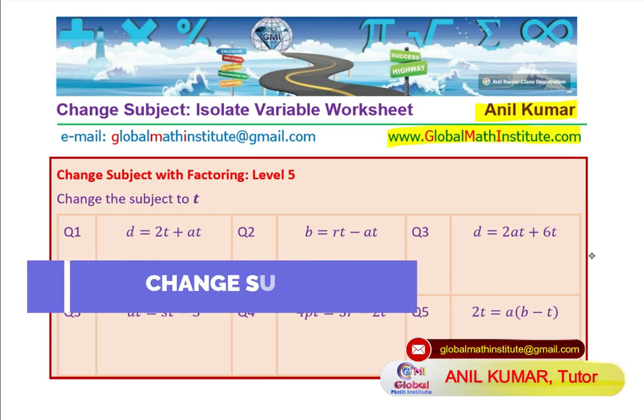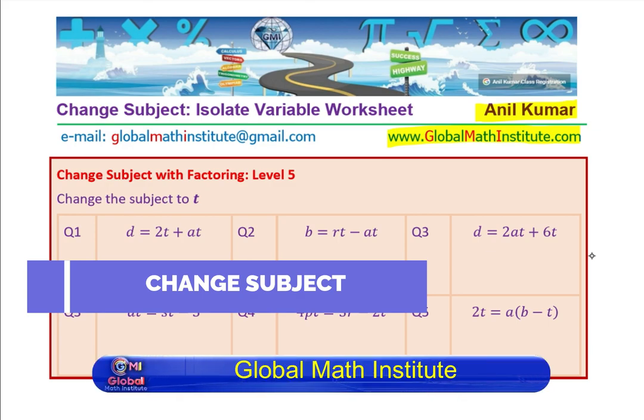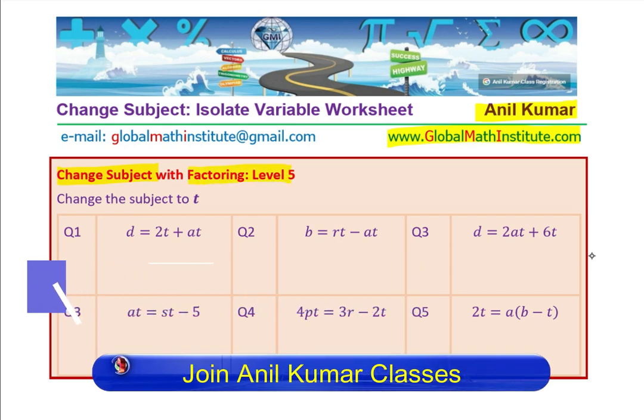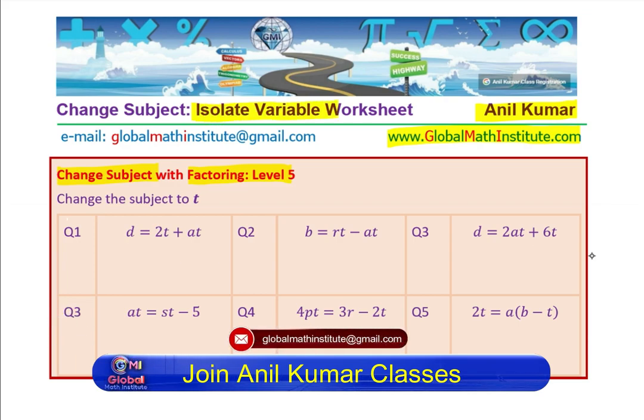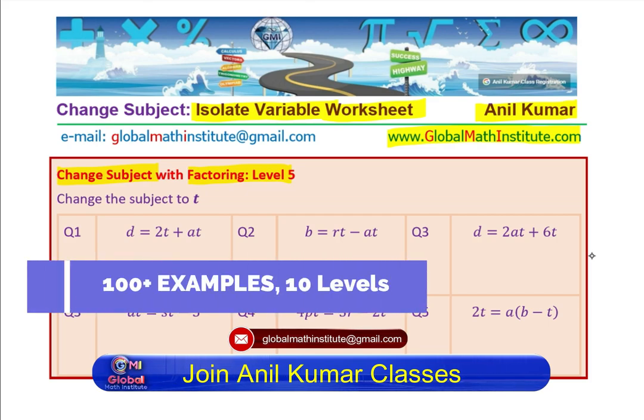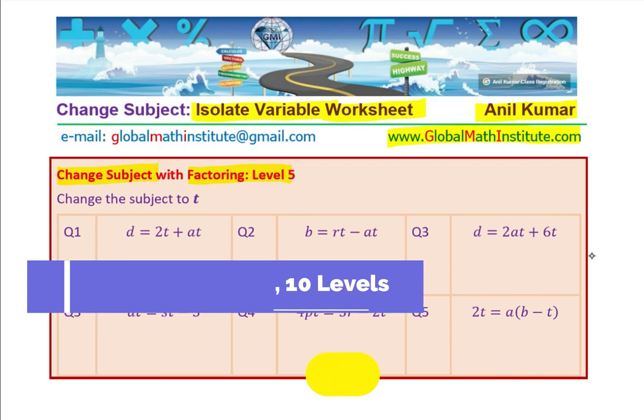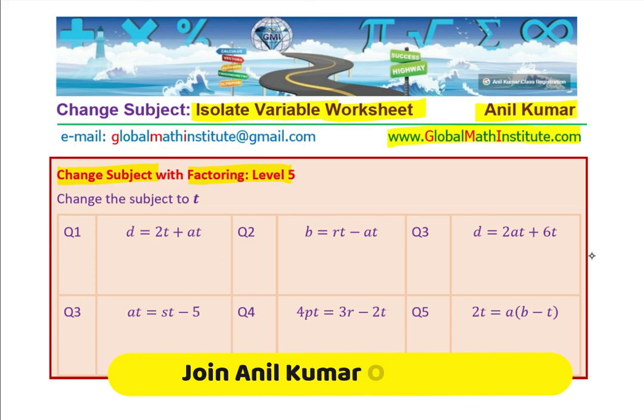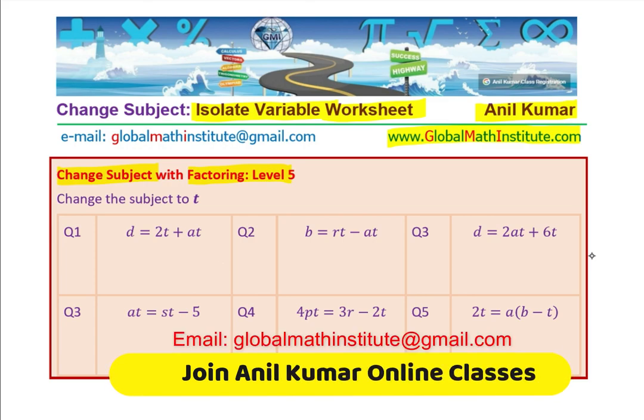In this video, we'll take up more examples based on change of subject. We'll utilize the factoring skills to change the subject. Change of subject also means isolate variable. As you know, in these sets of worksheets, we have covered more than 100 examples categorized in 10 different levels. So here we are talking about level 5, where we are going to use the factoring skills. Level 6 is slightly difficult with factoring skills again, right? Okay, so let's look into level 5 now, factoring skills.